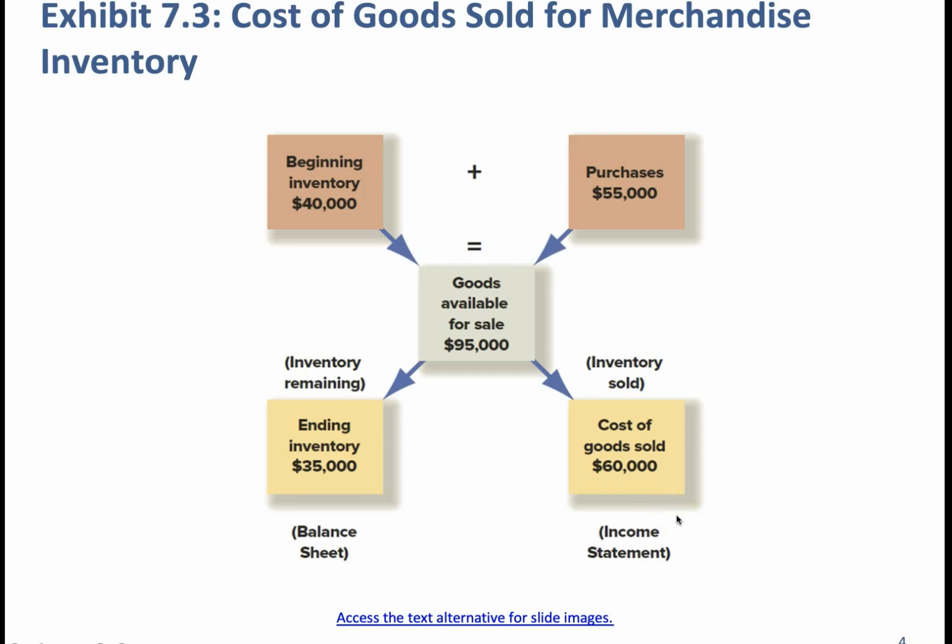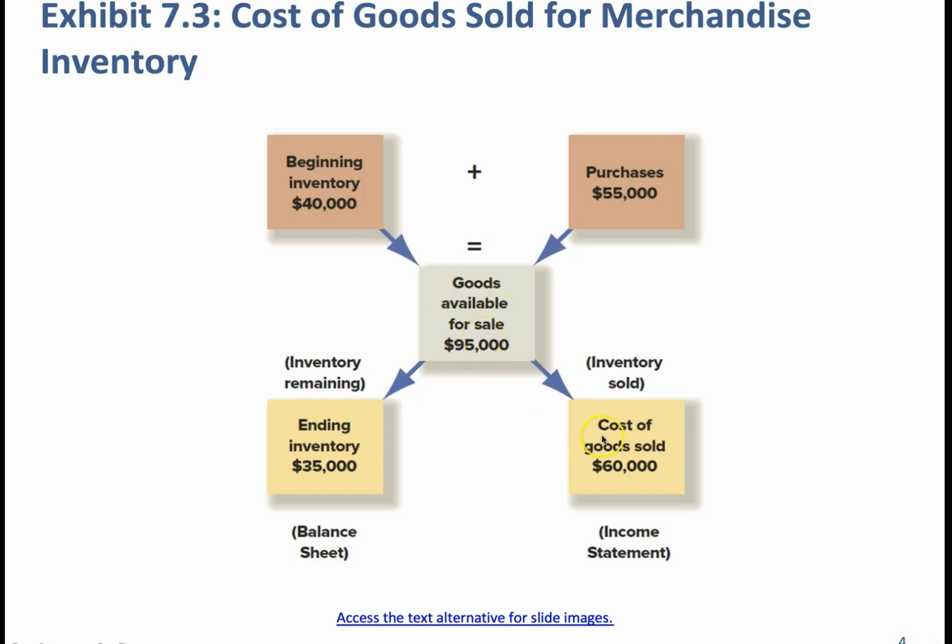Here is the basic equation for the costing and the flows. A company typically has beginning inventory, which means the inventory left from the last period. That number plus the purchases of inventory during the current period equals all the goods available for sale. So beginning plus purchases equals available for sale. For example, if the company has $40,000 of inventory left from last period, and the company purchased more this period, $55,000, obviously the company in total has $95,000 of inventory for sale. Those are called available for sale.